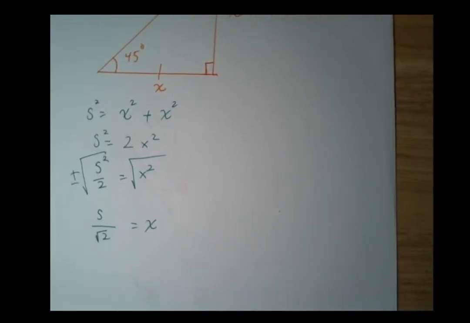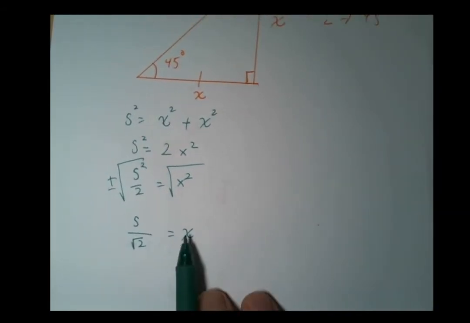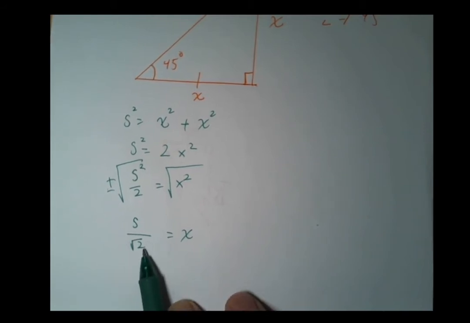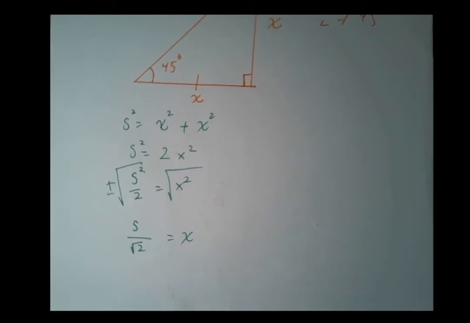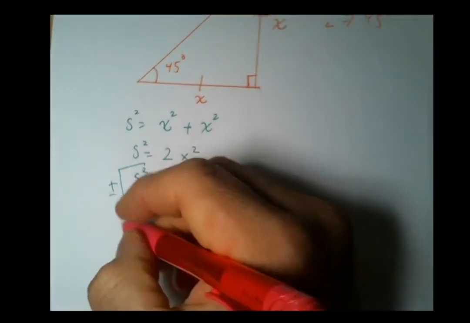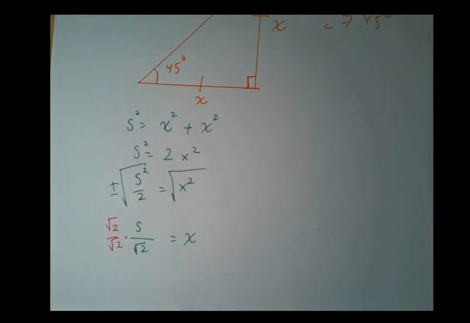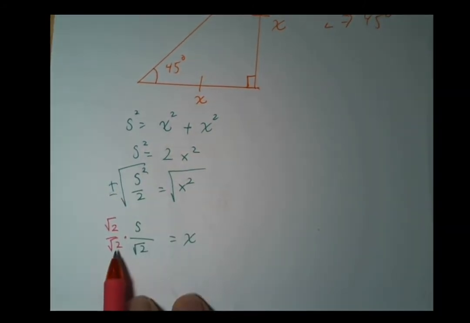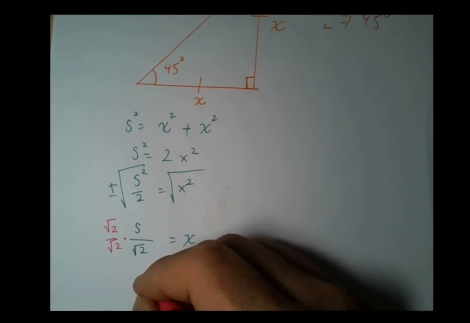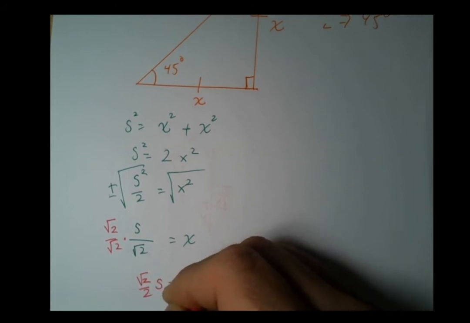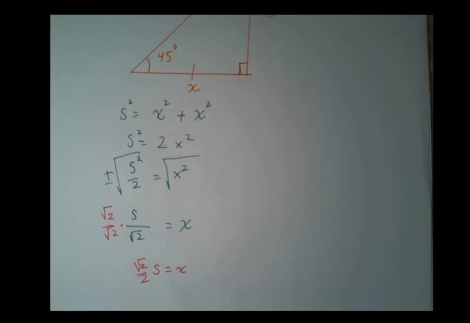All right, now usually when we have a root in the denominator, most commonly in most textbooks, it's not written like this; we rationalize the denominator. What that involves is multiplication by 1. In this case, 1 takes the form of the term root 2 over root 2, because root 2 times root 2 becomes simply 2. So we get root 2 over 2 times s is equal to x.